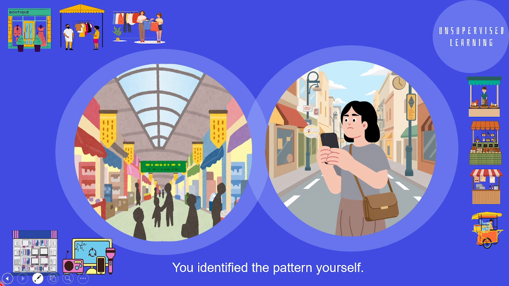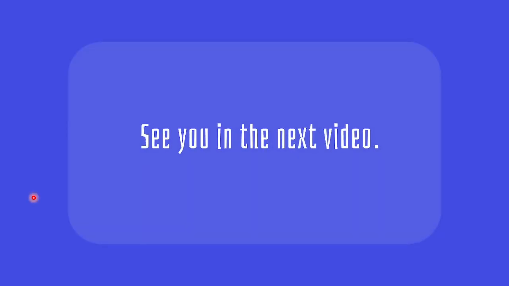This is a little bit technical, but if we look at this example, we can say that this is the cluster of clothing shops, this is the cluster of food shops, and this is the cluster of electronic shops, right? So this is all about unsupervised learning.